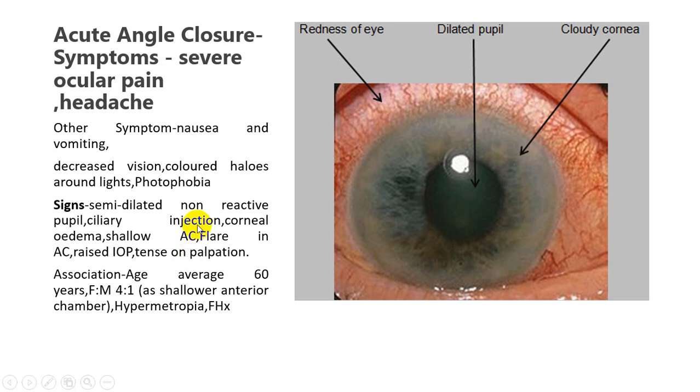What are the associations? Age is average 60 years, male to female ratio is 1:4, and females are more affected. And there may be family history also, and hypermetropia.